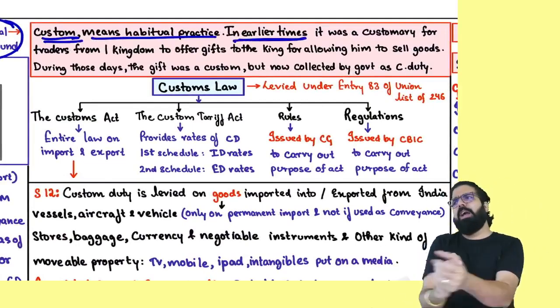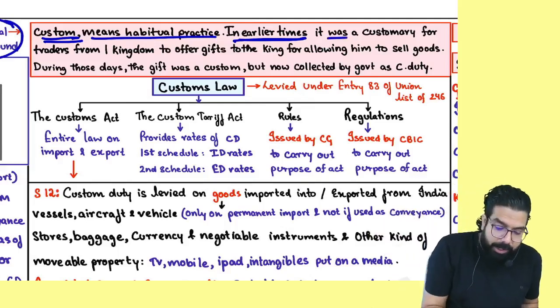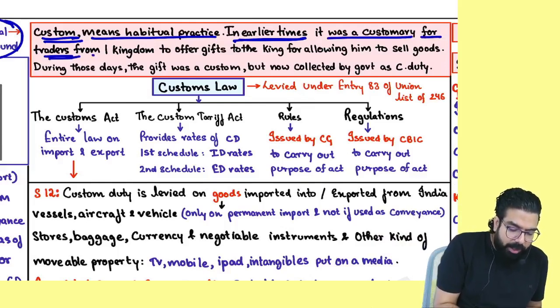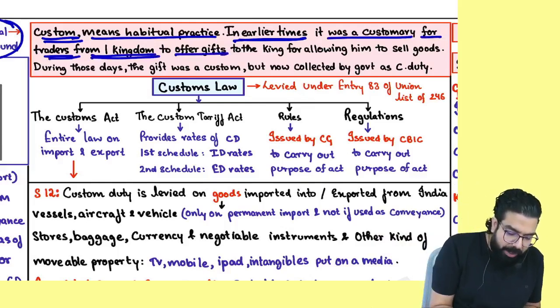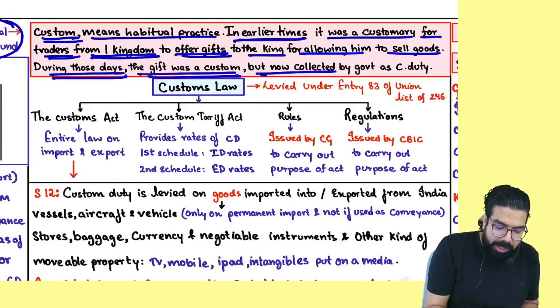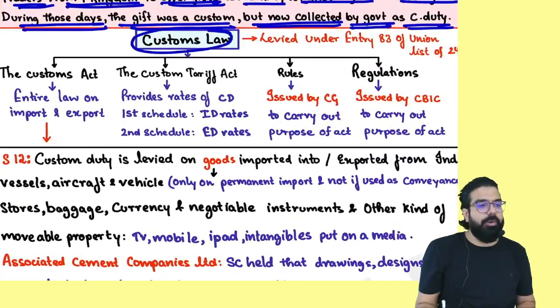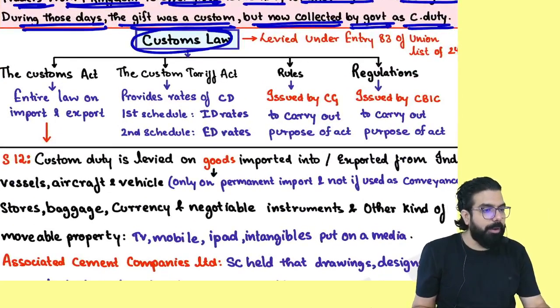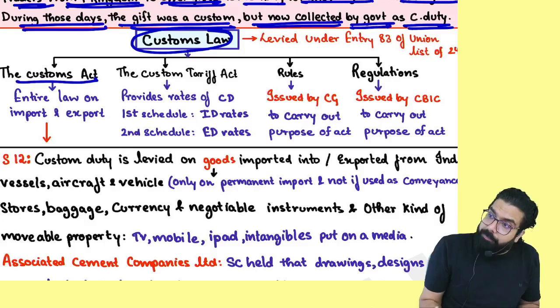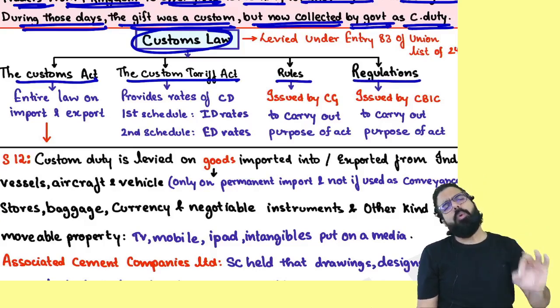In the earlier time, I want all of you to smile and enjoy and listen, everyone. See here. In the earlier time, it was customary for traders from one kingdom to offer a gift to the king for allowing them to sell the goods. Earlier, the gift was a custom, but now it is collected by the government as custom duty. Whenever you learn the custom law, always remember one thing. The custom law consists of the Custom Act, the Custom Tariff Act, the custom rules and the custom regulations. Who makes the custom law?